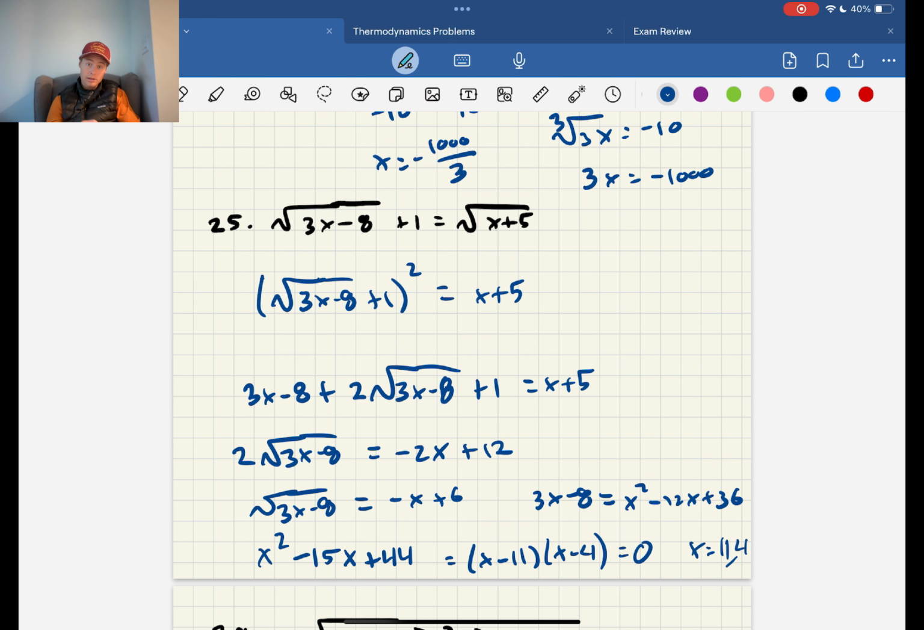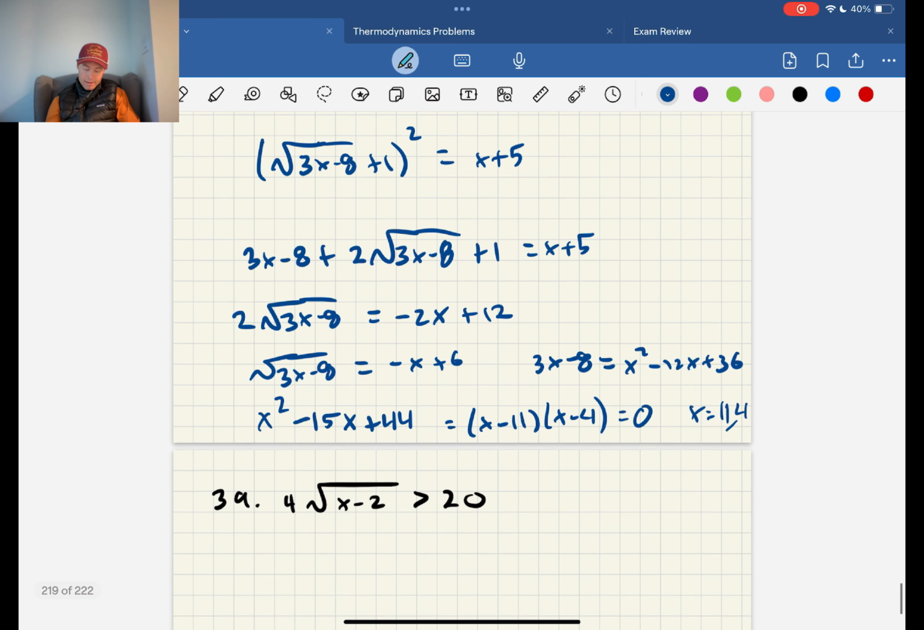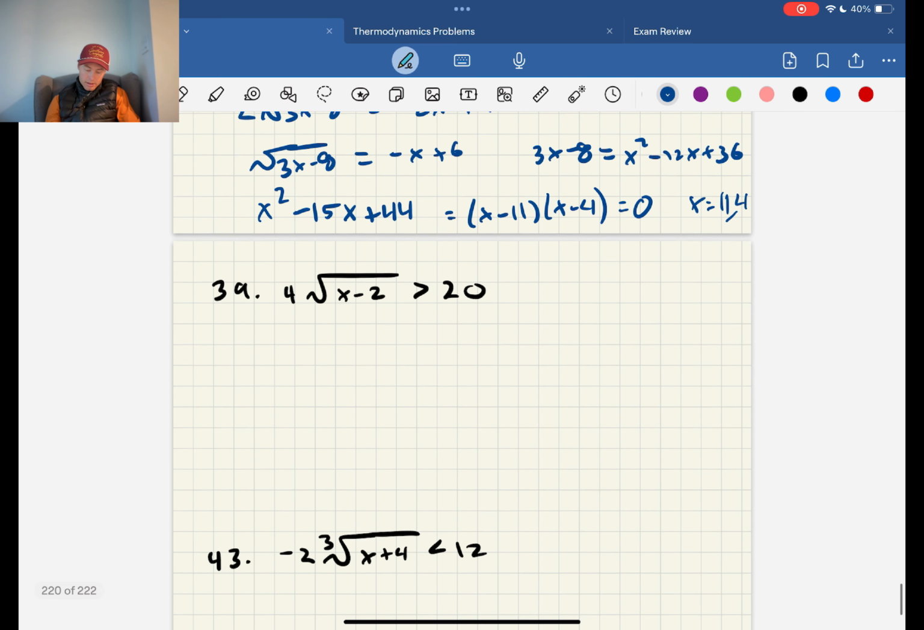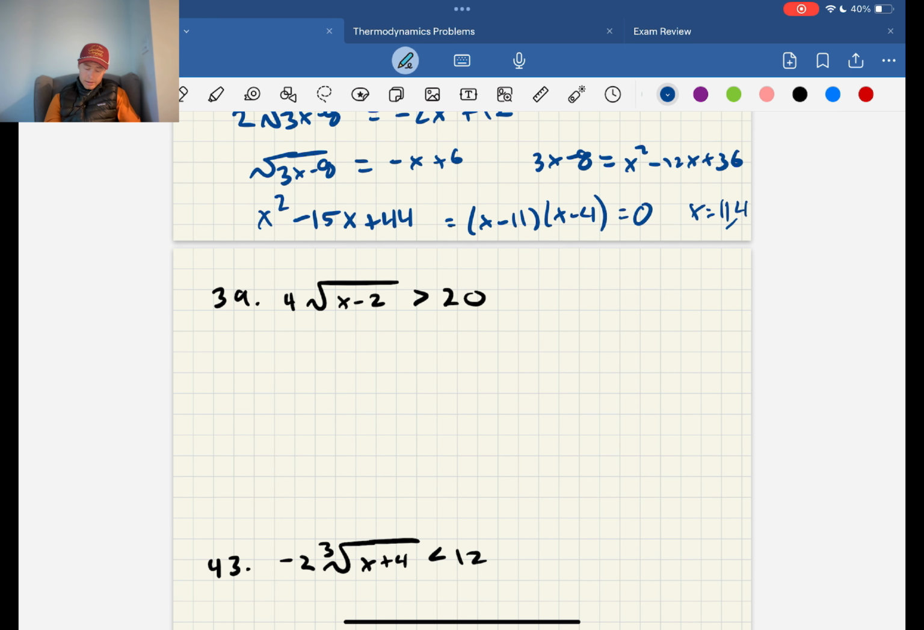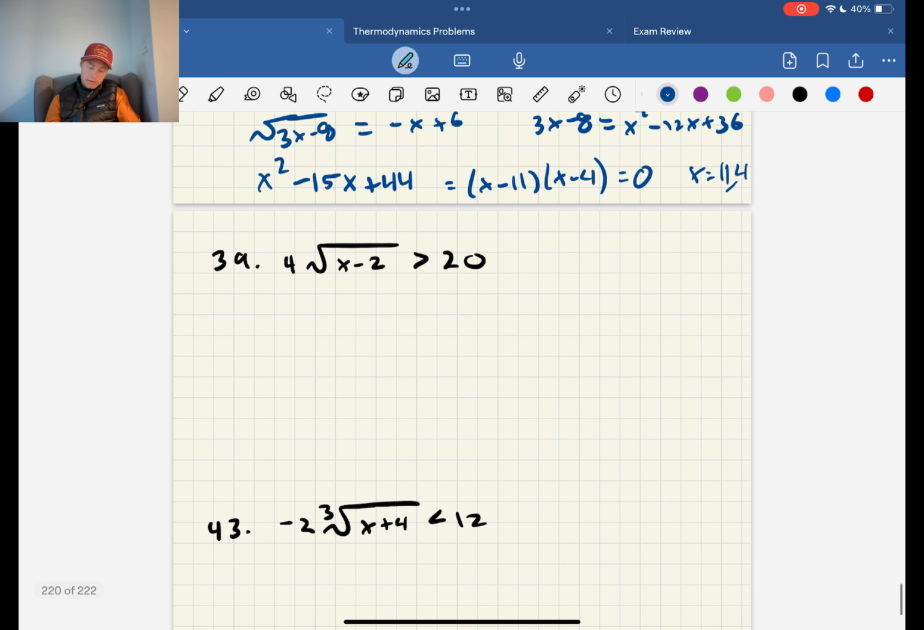If one of your x values gave you a negative under a square root, that's not okay. That means it would not be a solution. Okay? Alright. And now we've got these inequalities. They start the same way as the equations. There's just one different step at the end. So you'll start by dividing both sides by 4.